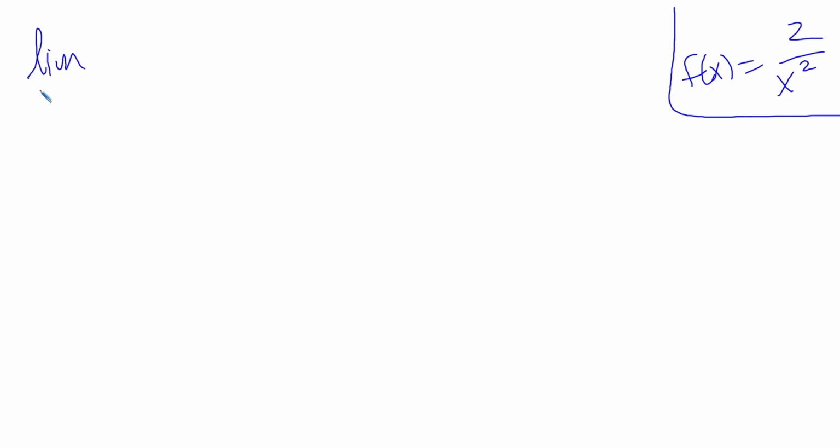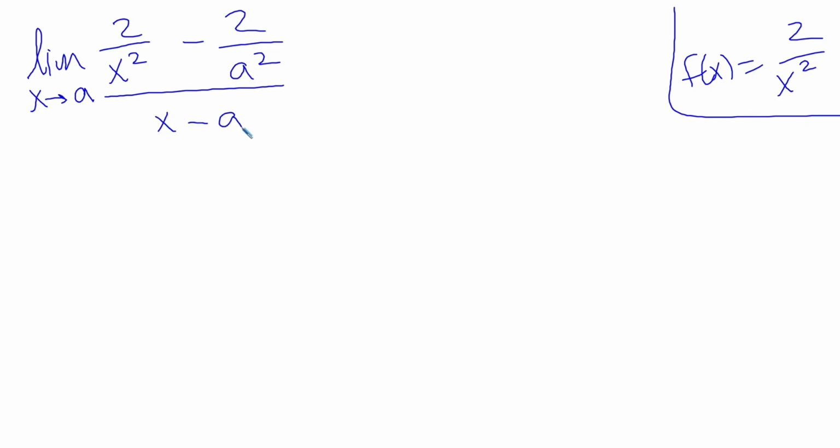And now we'll do it the other way. We've got f of x equals 2 over x squared as our function, and we'll do the limit as x approaches a of f of x minus f of a, all over x minus a.